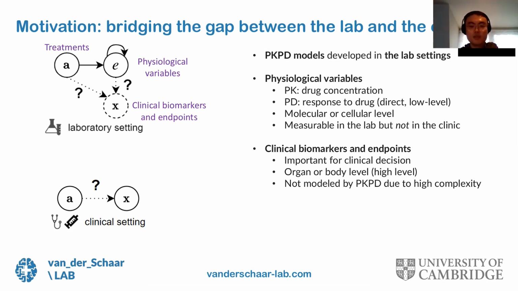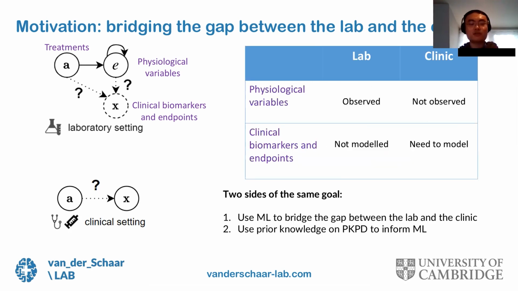In contrast, in the clinical setting, as illustrated below, the clinicians often base their decisions on clinical biomarkers and endpoints. These variables are defined at a much higher level, organ or body level. Examples include lung mechanics and survival. So these clinical endpoints are not often modeled by PKPD due to the high complexity of the underlying biological process. So in summary, the low-level physiological variables are observed in the research lab, but not in the clinic. Hence, they cannot be directly used to inform bedside clinical decision. On the other hand, the clinical biomarkers and endpoints are crucial for decision-making, but they are not modeled by PKPD.